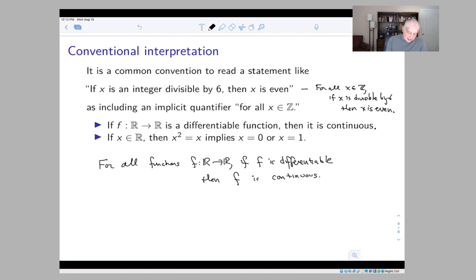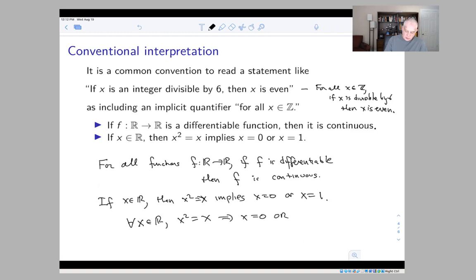And in the second statement, if x is a real number, then x squared equals x implies x equals 0 or x equals 1. This would be written for all x in R, x squared equals x implies x equals 0 or x equals 1.